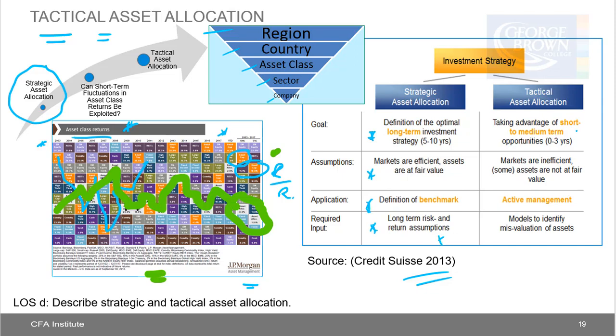But the tactical asset allocation is the short to medium term. The assumption is markets are inefficient, some assets are not at fair value. You correctly forecast the correct value, and you're right, you're going to make money. That's active management, though, because you're actively trying to exploit these variances in different asset class returns. And so what do you need? You need very complicated models to identify misvaluation of assets. Okay, that's activity, expertise, and that's cost.